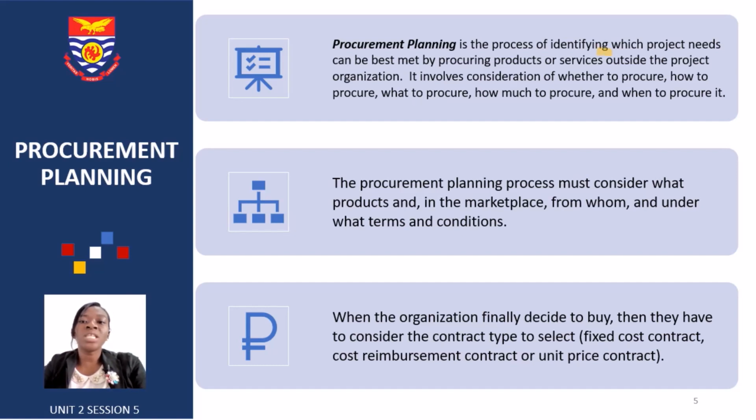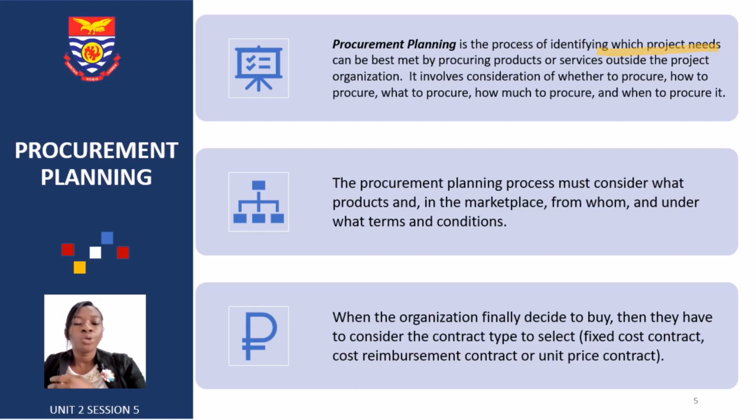Because if we don't know what we need for the project, how do we know the resources we need to order and then receive and then use it in the project? So we need to first be able to identify the needs of the procurement, which can best be met by procuring products or services outside the organization. So this involves considering, number one, whether to procure, number two, how to procure, number three, what to procure, number four, how much to procure, and then when to procure.